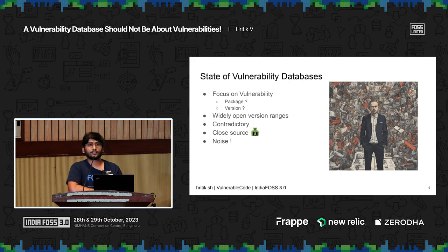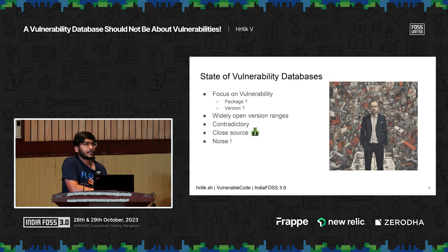Even in NVD datasets, if you look at them, it's manually crafted and not properly vetted. So the prime citizen over there is the vulnerability itself. And then packages come next. You find out, okay, this is the Log4Shell vulnerability. Now it comes, where is the package log4j?